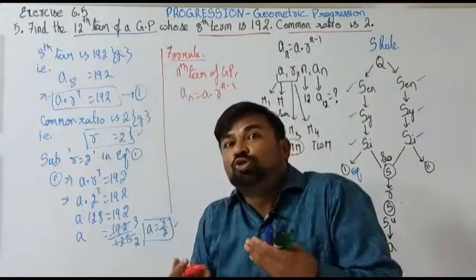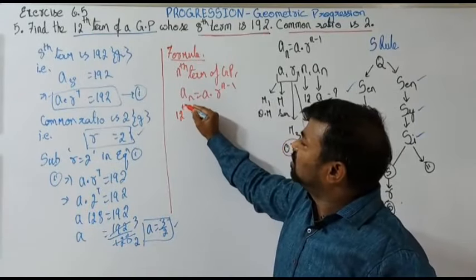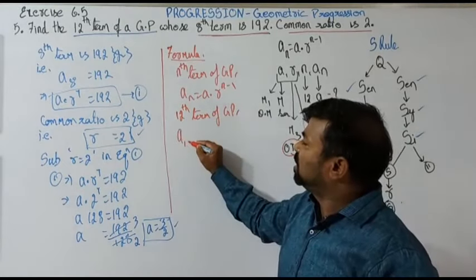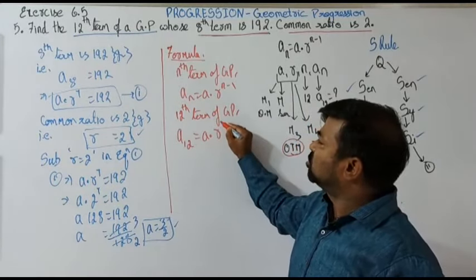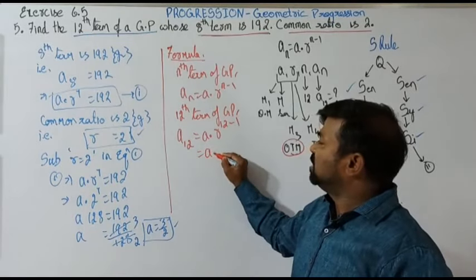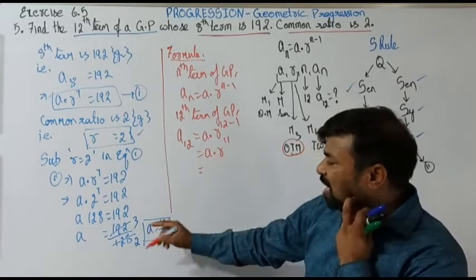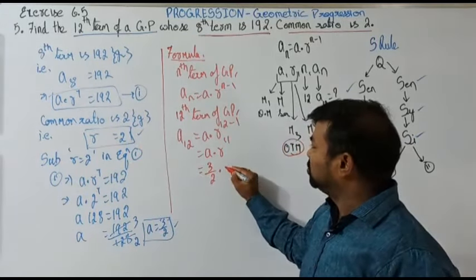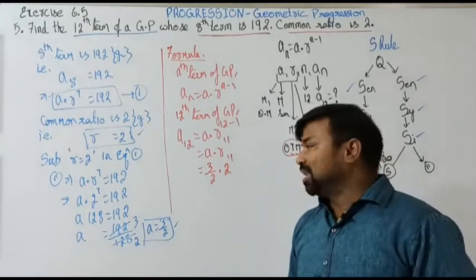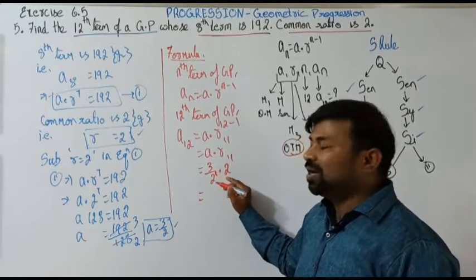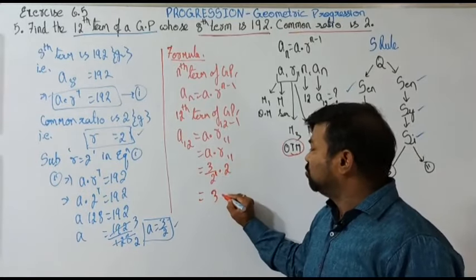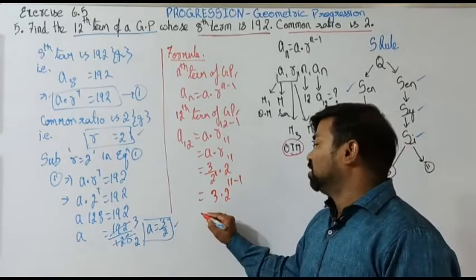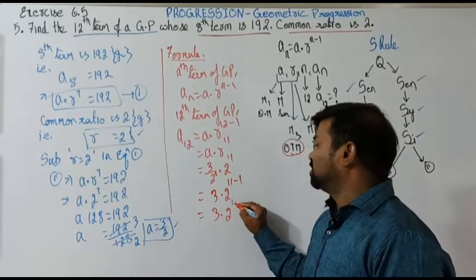Now what is asked? The 12th term. Now go for that. What's the 12th term of GP? A12 equals A into R to the power 12 minus 1, which is A into R to the power 11. Now you know the values of A and R. A is equal to 3 by 2 and R is 2, so 3 by 2 into 2 to the power 11. Let's simplify. If there is no power, it's nothing but 1. If it goes to the top, 2 to the power 11 minus 1 becomes 3 into 2 to the power 10.